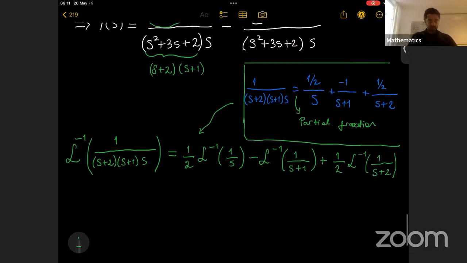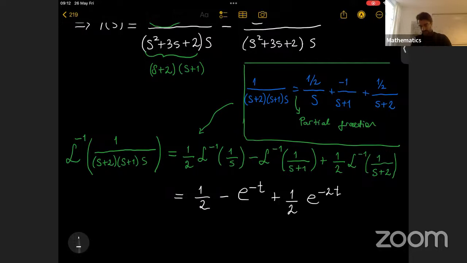Well, what is the inverse transform of 1 over s? That means, for which function do we have 1 over s as a Laplace transform? It's 1, right? So this is 1/2, basically. Next one, 1 over s plus 1, it's e to the minus t. Next one, 1/2 e to the minus 2t. Do you have any questions so far?